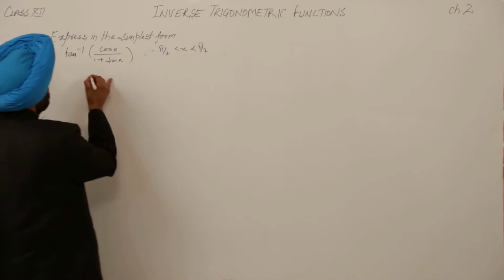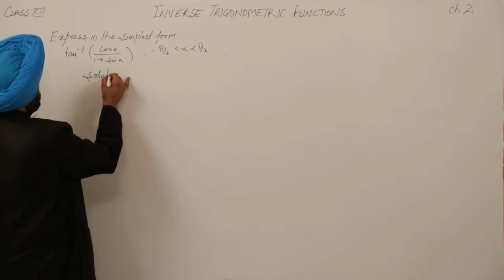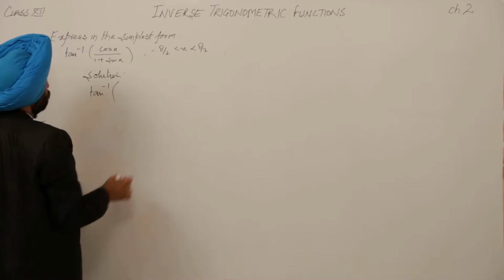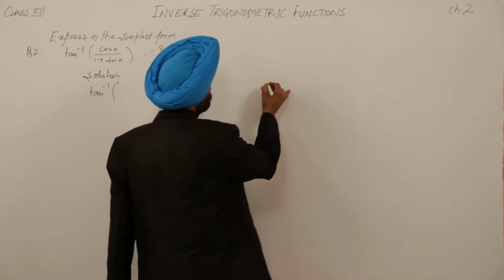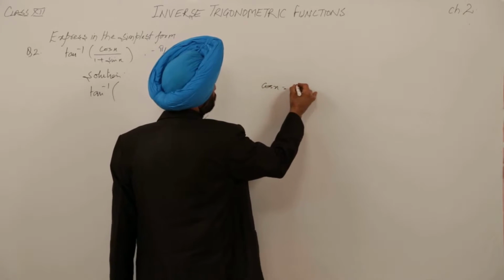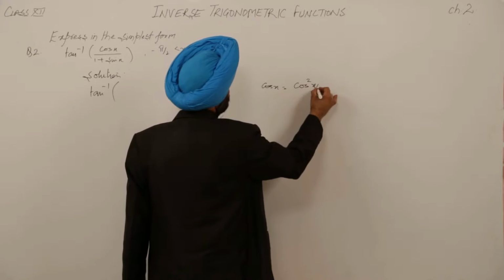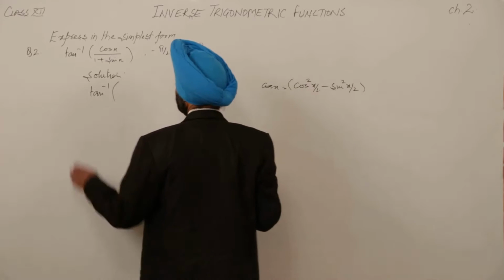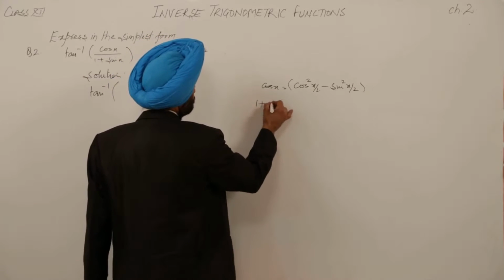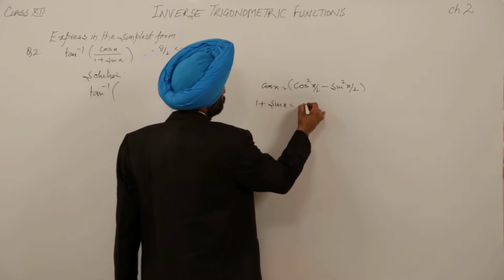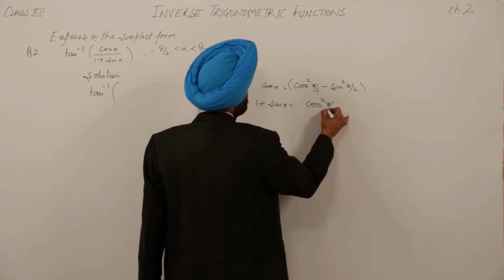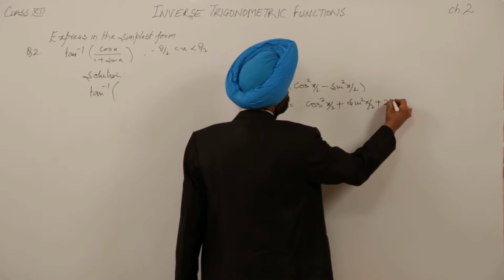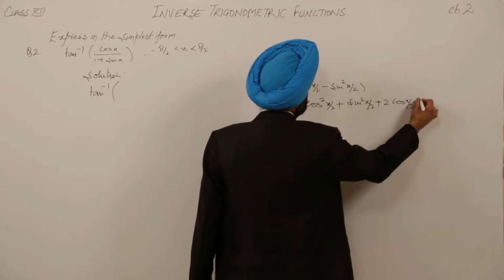So here, for the solution, we have tan inverse of cos x upon 1 plus sin x. What is cos x? Cos x is equal to cos square x by 2 minus sin square x by 2. And what is 1 plus sin x? 1 plus sin x is equal to cos square x by 2 plus sin square x by 2 plus 2 cos x by 2 sin x by 2.